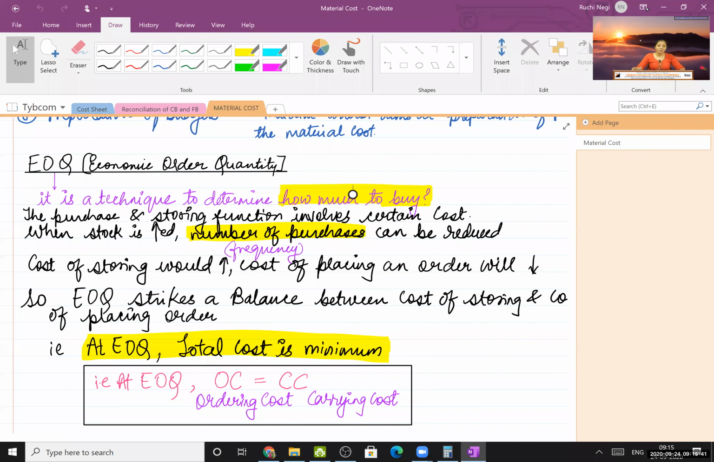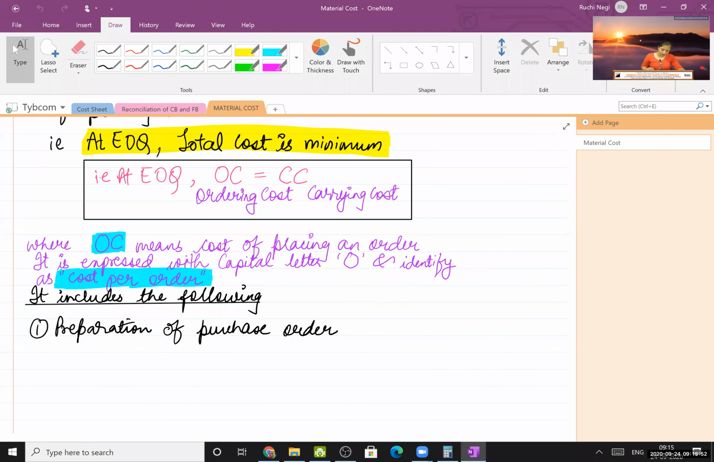जो सबसे minimum cost होगा तो ही आप उसको बोलोगे कि हाँ ये मेरा EOQ है. Okay, fine. The purchase and storage function, fine. Then I told you this equation of EOQ. At EOQ, OC is equal to CC. What is OC? Order cost. And what is CC? Carrying cost.